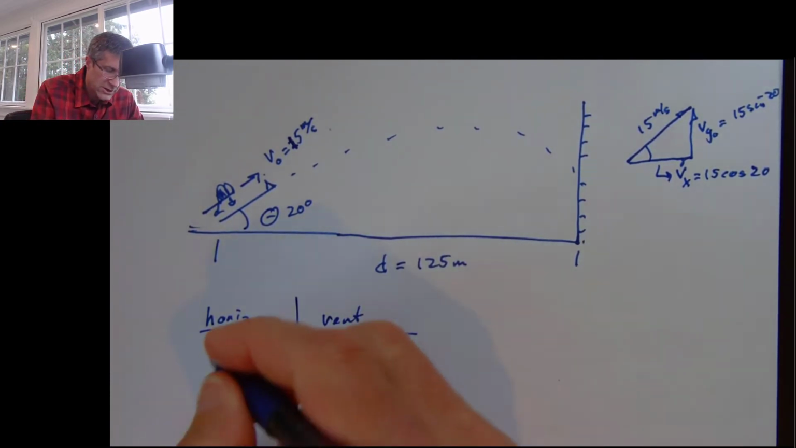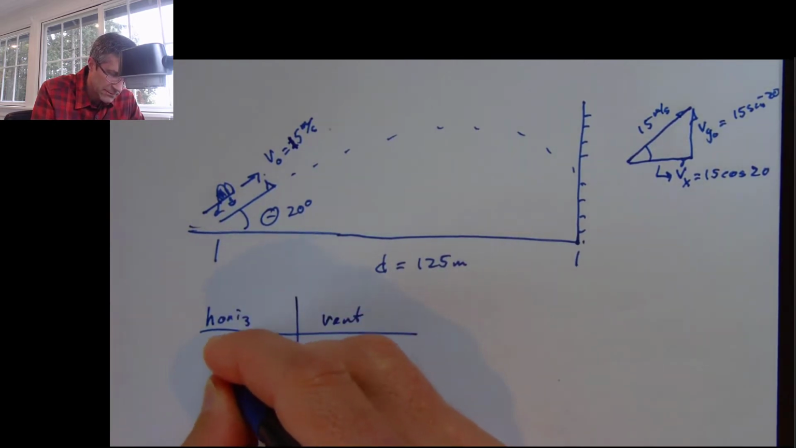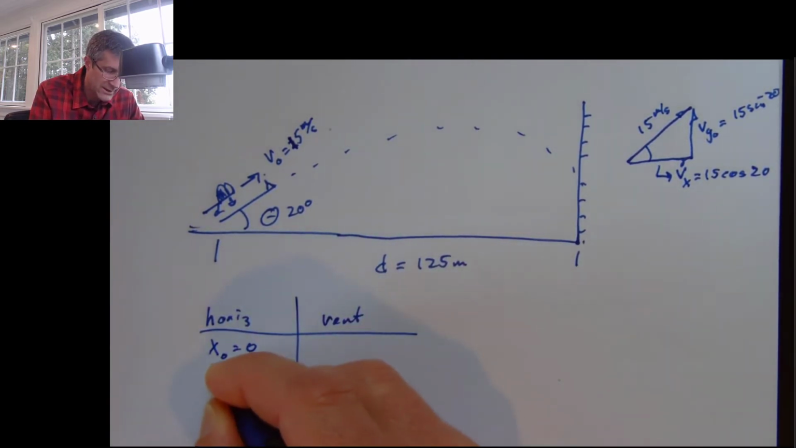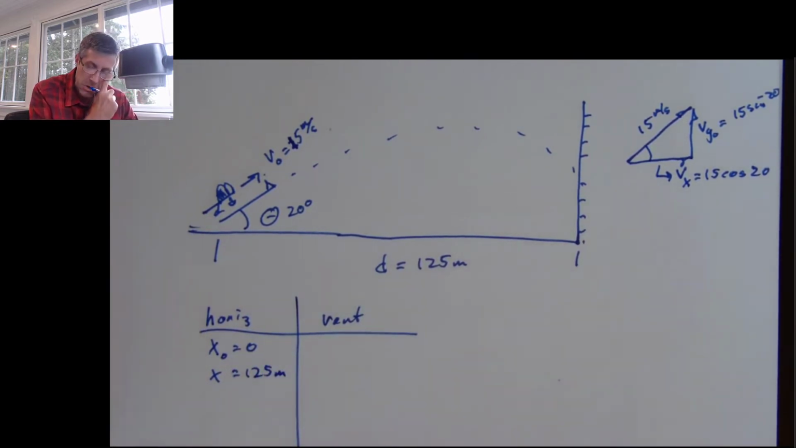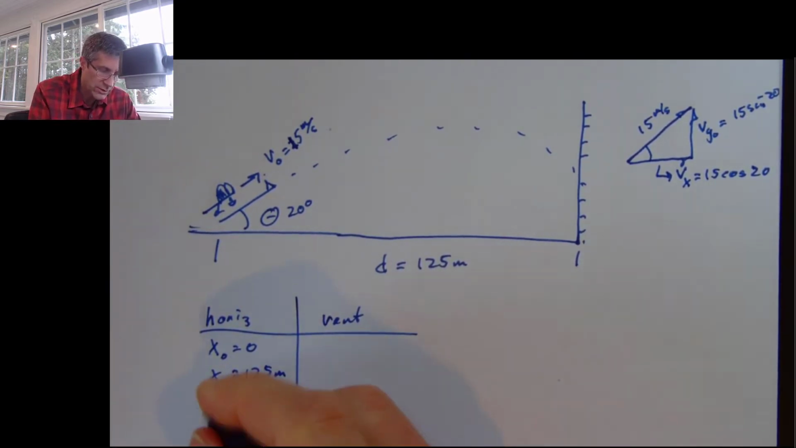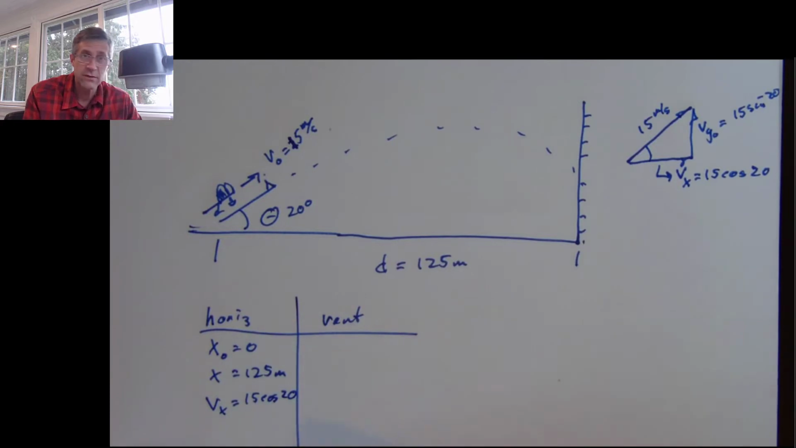Okay, so horizontal direction. My starting position is going to be 0. My ending position horizontally is going to be 125. What do I know about velocity? Well, my starting velocity in the x direction is 15 cosine 20. My ending velocity is going to be the same because acceleration is 0 in the horizontal direction. Really handy for us. And there's going to be some time. I'll call that t.